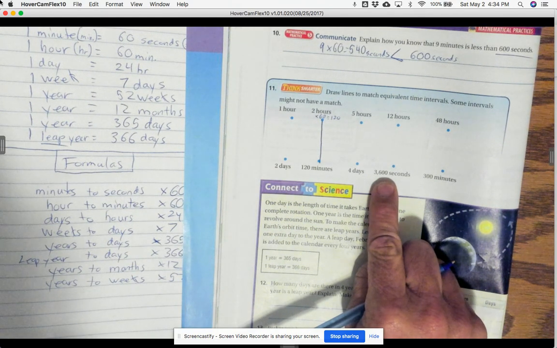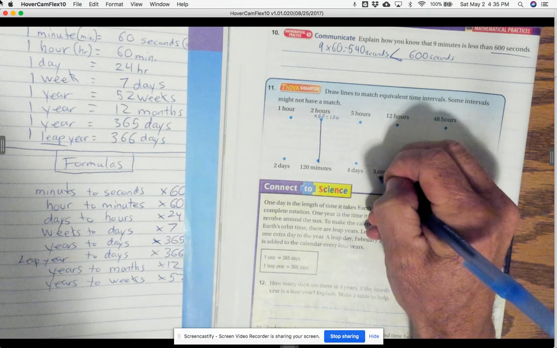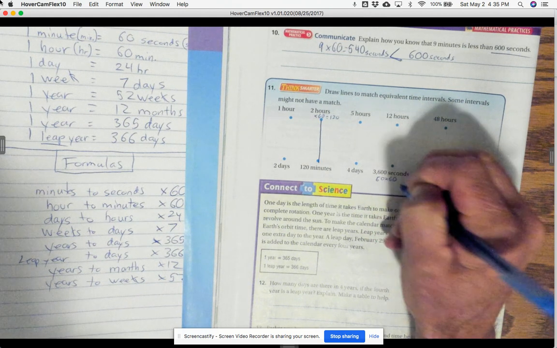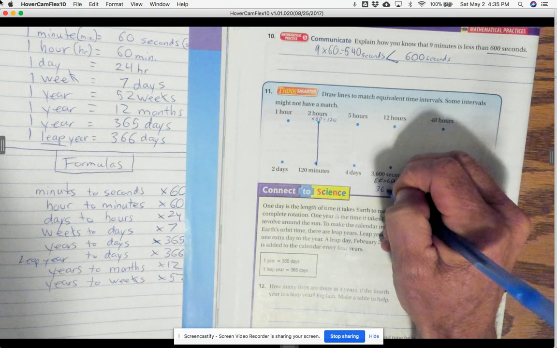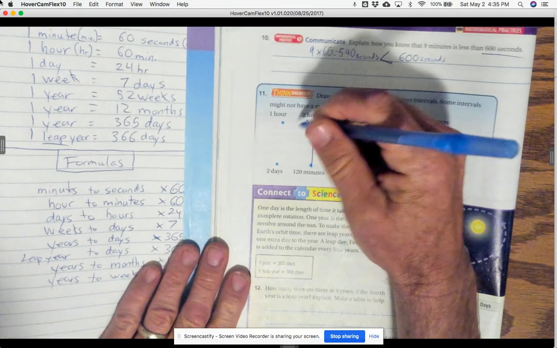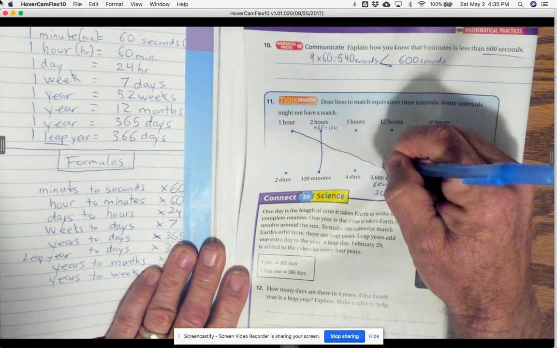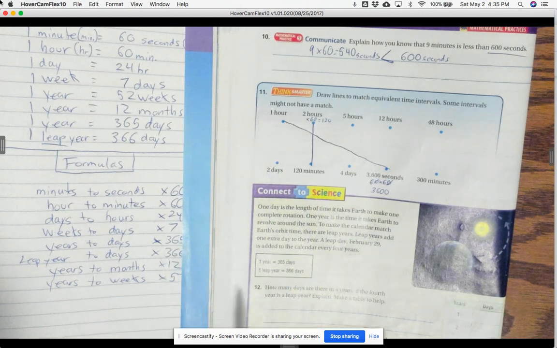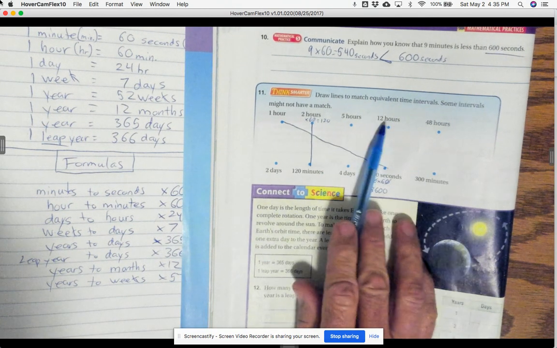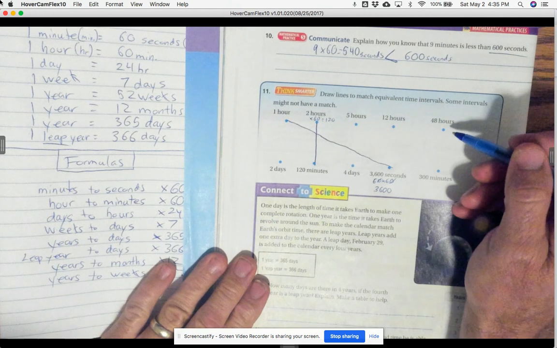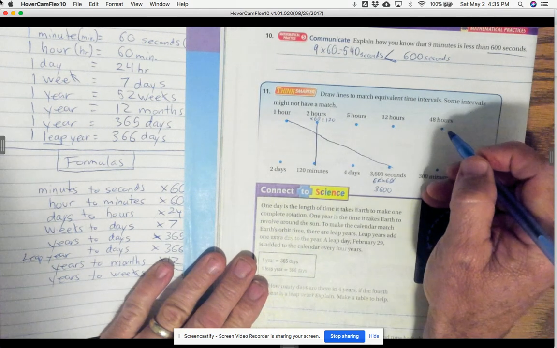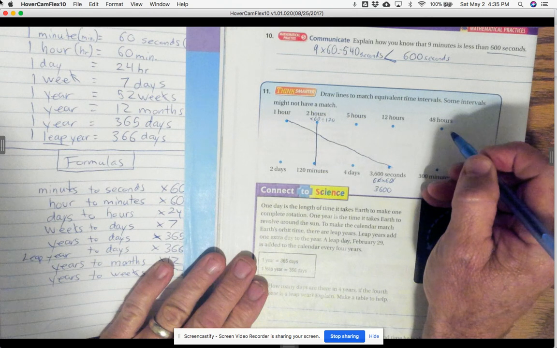Let's see. 1 hour is 60 minutes, and there's 60 seconds in 1 minute. So 60 times 60. 6 times 6 is 36. And we have 2 zeros to add. That's it. There's our match. For 1 hour, 2 hours is done. 5 hours, 12 hours, 48 hours. Well, let's go to our large unit here. 48 hours.